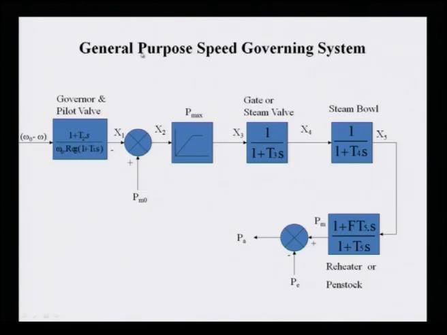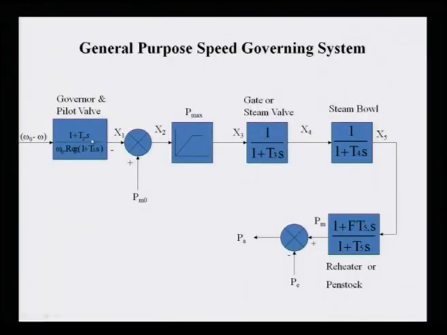I just want to say this is your general purpose speed governing system, where this is your governor and pilot valve. If it is a governor system for a thermal power station, then you have a pilot valve if it is for your hydro. This is your speed, the change in the speed is coming here. Then we have the Pm also, this mechanical output, this desired power output, and we have the ceiling here, the limiter. Then we have the gate or steam valve. So, gate opening in case of your hydro, and the steam valve opening in terms of thermal, and then finally we go to the steam bowl.